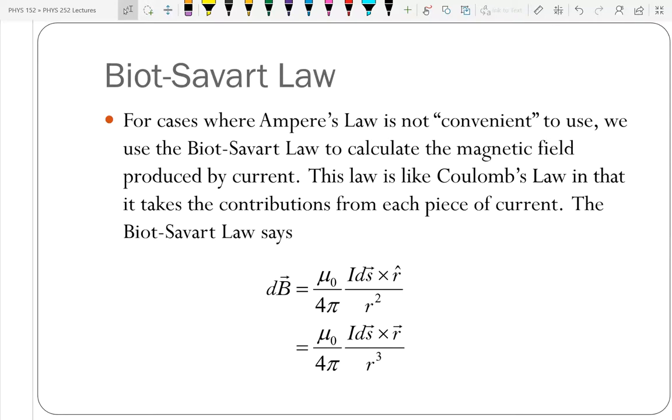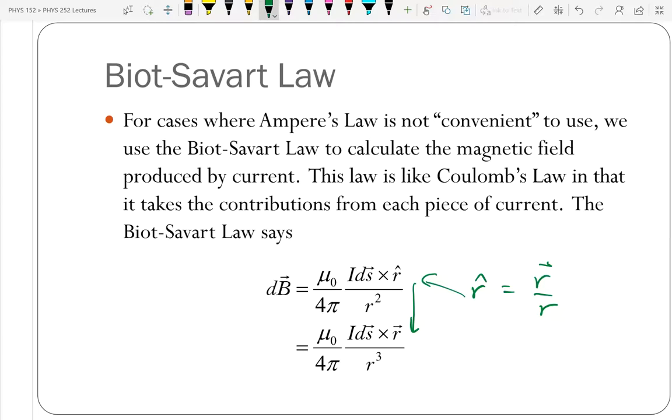That is the dB. And notice the only difference between the two forms of this equation is that r hat is equal to r vector over r. So just substituting the r hat in there gives you the lower equation. Sometimes you like it one way, sometimes you like another. This one here is obviously the more complicated looking equation because you have a cross product in it.